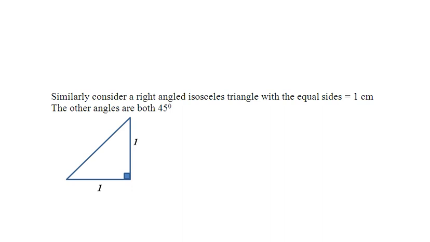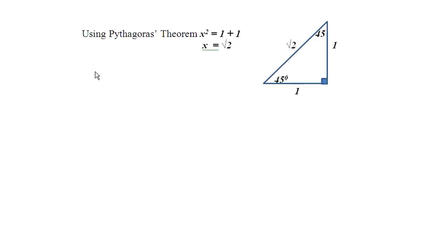This is the second special triangle, and it has 45-degree angles because it's isosceles. Both sides are 1, and these two angles of course are 45 degrees. Now I'm going to work out the hypotenuse again using Pythagoras' theorem. x squared equals 1 squared plus 1 squared, and so x squared is 2, so x equals root 2, so the hypotenuse is root 2.